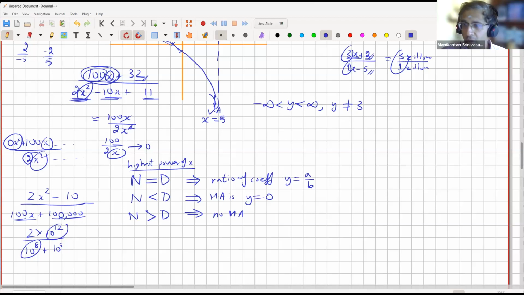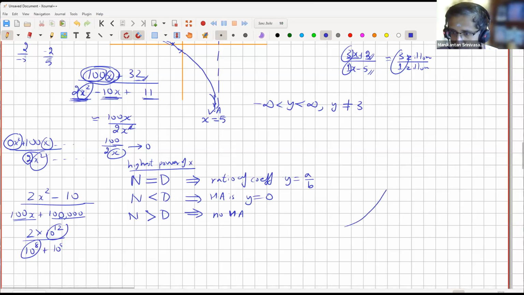So there won't be any horizontal asymptote at all. The graph will be approaching infinity. So it'll go zoop like this. Does it make sense, Dave?